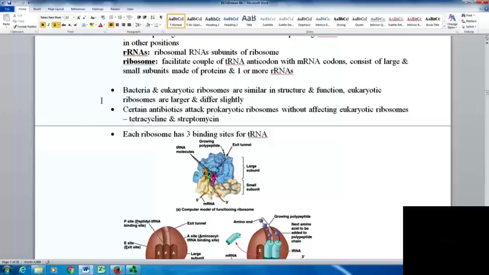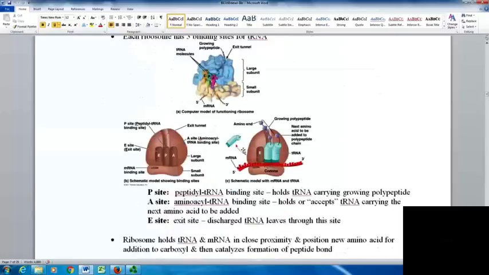Each ribosome is going to have 3 binding sites for the tRNA. Here we look at it, you've got the P site, which is your peptidyl tRNA binding site. Or the easy way to remember it is where you're going to hold the growing polypeptide. That will be right here. This is where your growing chain is present. Just in front of it, you're going to have the A site, the aminoacyl tRNA binding site. This is going to accept the tRNA. This is going to accept the new one that's coming in, bringing the next amino acid.